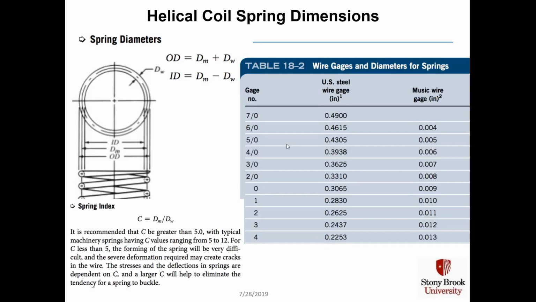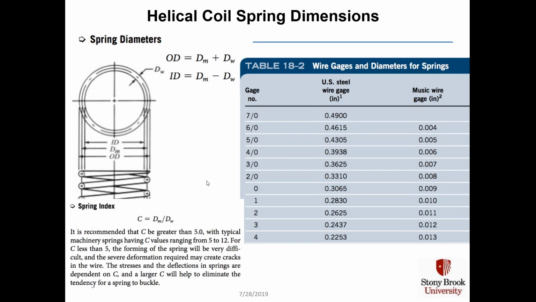Helical coil spring dimensions are defined in this picture on the left side. You have your outside diameter, which, as the name implies, is all the way across the outside of the spring. The inside diameter is all the way across the inside of the spring coil. D sub W is the wire diameter, which is the thickness of the wire that's coiled to make the spring. C is the spring index, which is the mean coil diameter, the average of the outer and the inner diameters, divided by the wire diameter.